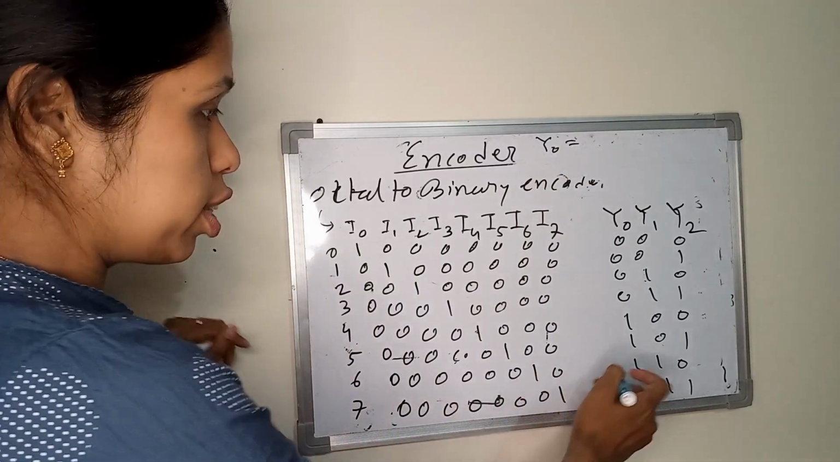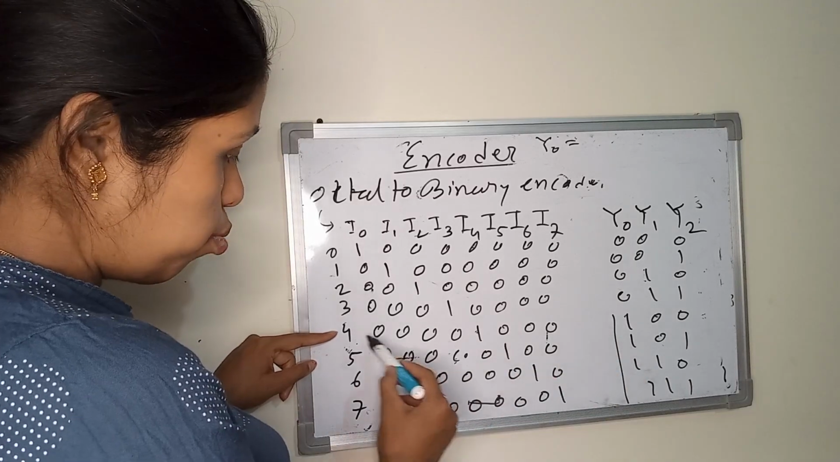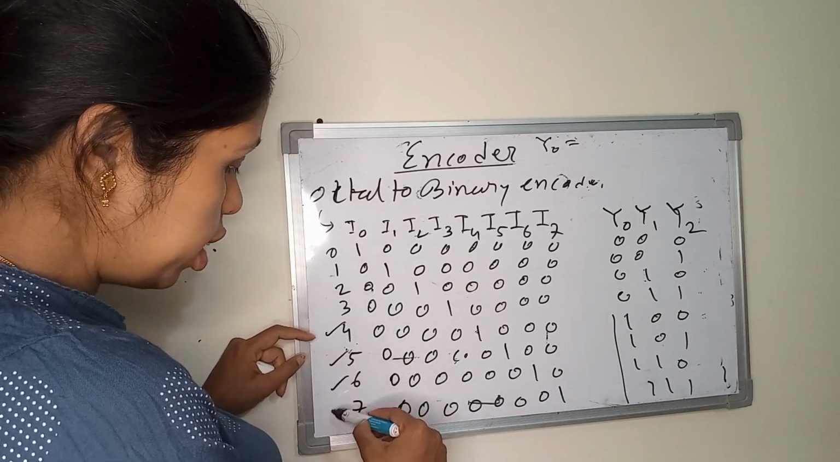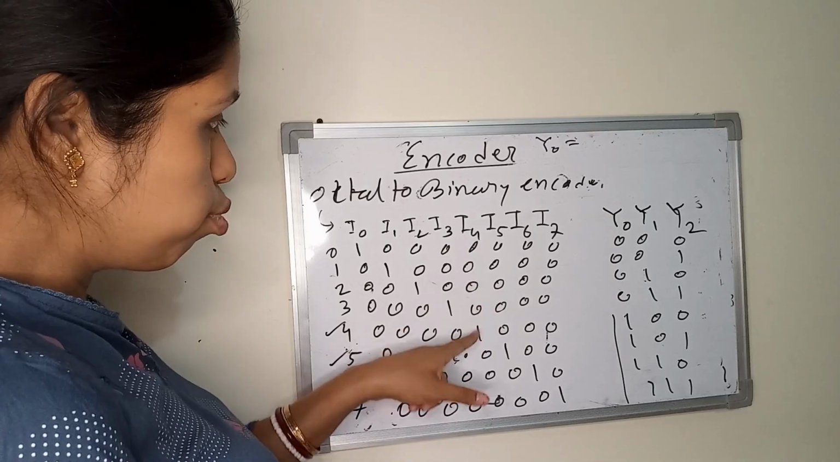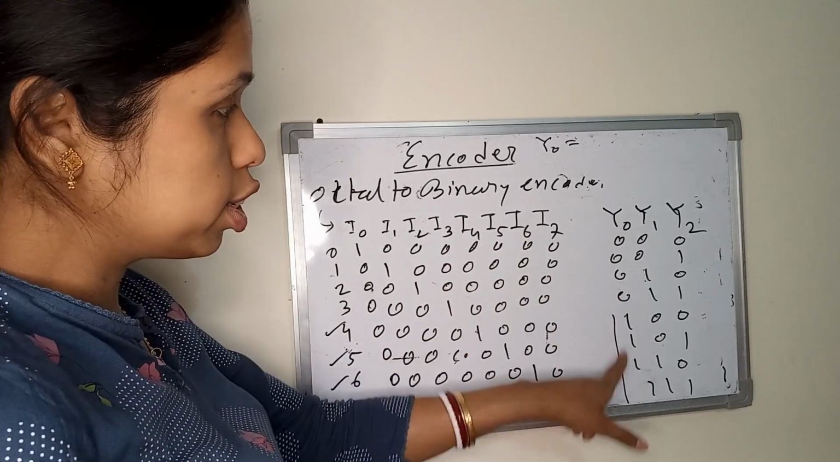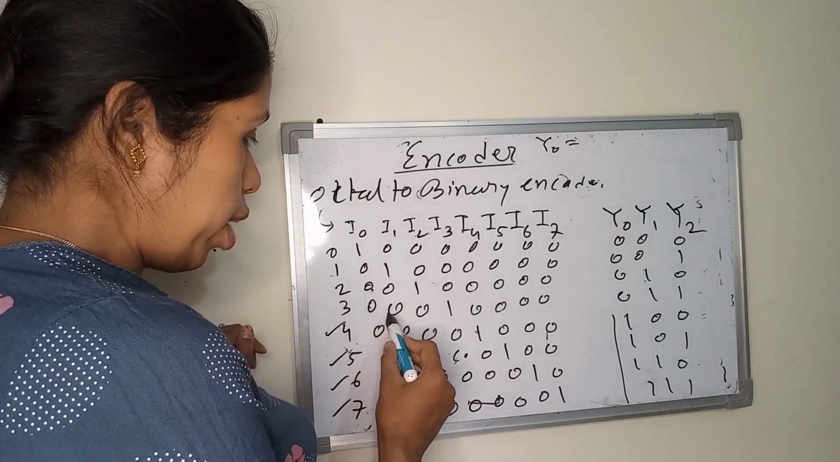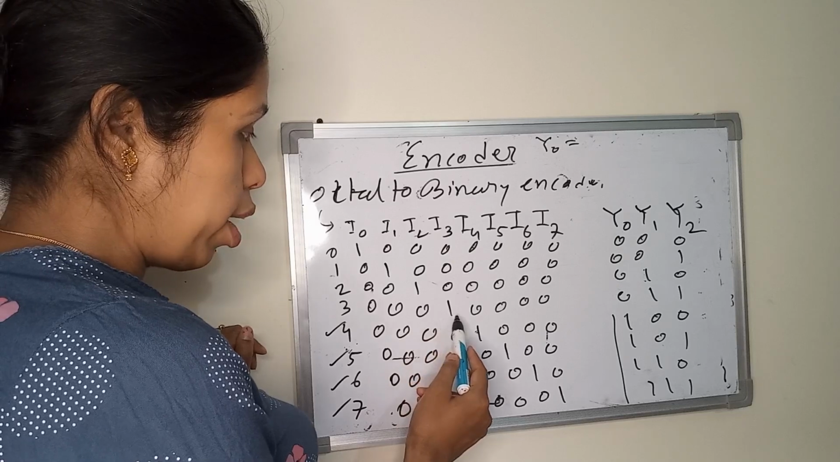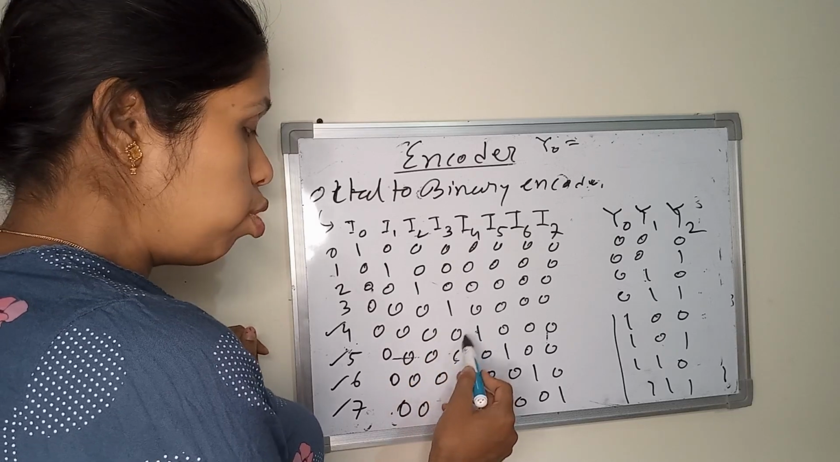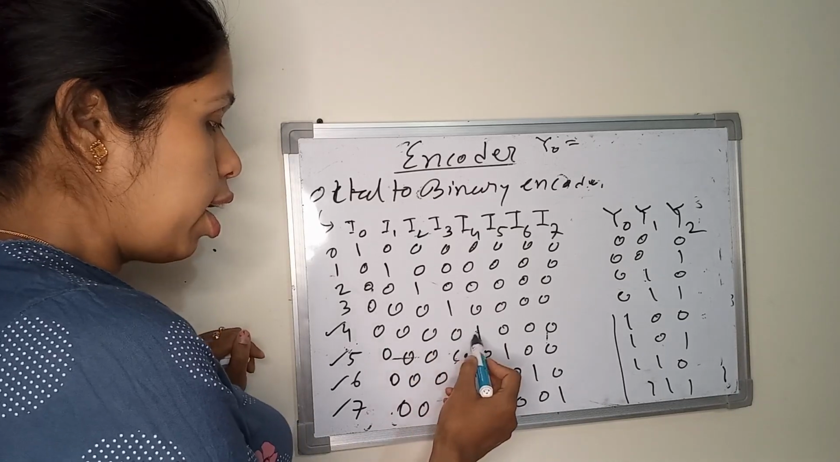For y0, you can see y0 is 1 for the last 4, that is 4, 5, 6, 7. When my I4, I5, I6 and I7 are 1, for this case my y0 is 1. Rather than writing I0 prime, I1 prime, I2 prime, I3 prime, I4 and I5 prime, I6 prime, I can directly write it as only I4.